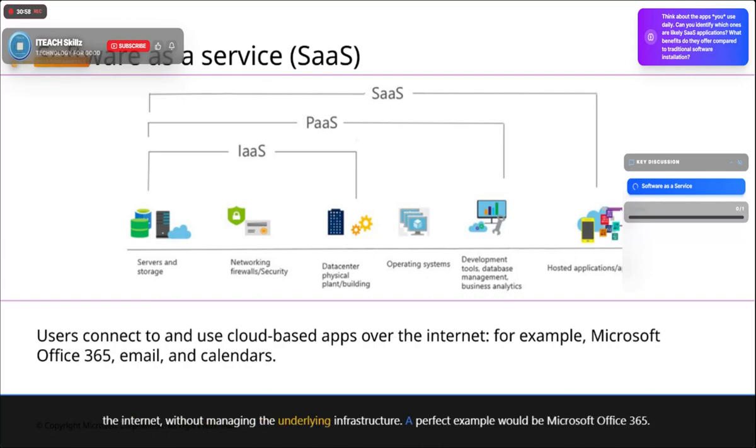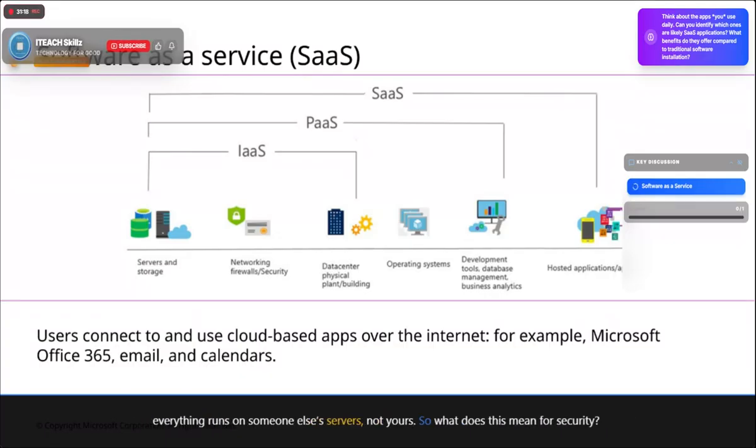A perfect example would be Microsoft Office 365. You don't install Word or Excel on your machine, you access them through a web browser. Similarly, email services like Gmail or Outlook and calendar applications are also prime examples of SaaS because everything runs on someone else's servers, not yours.